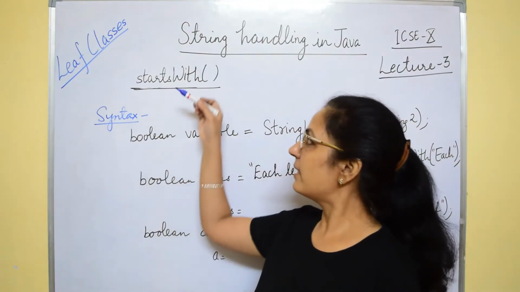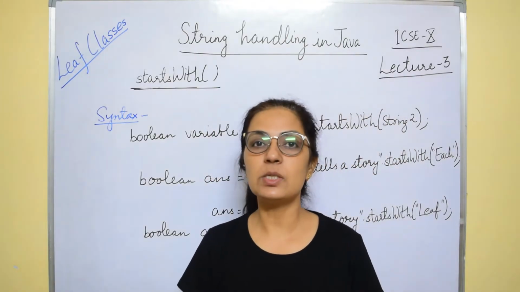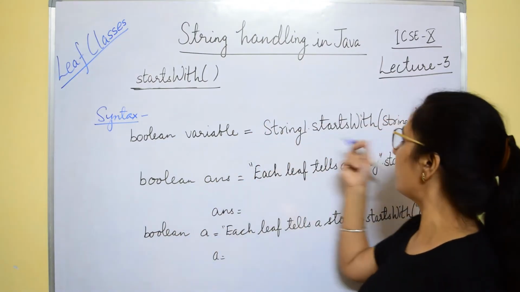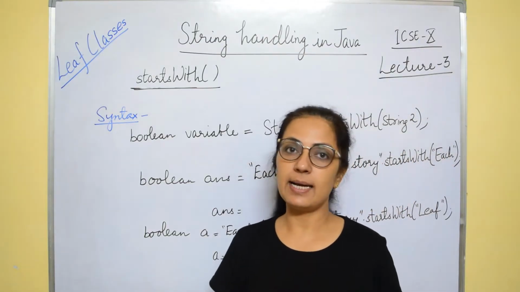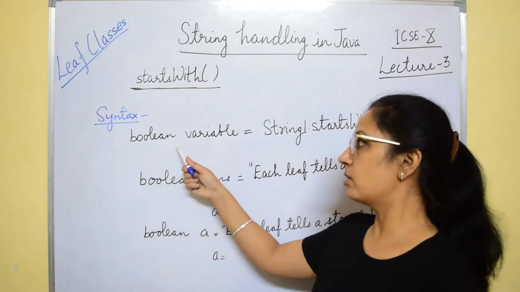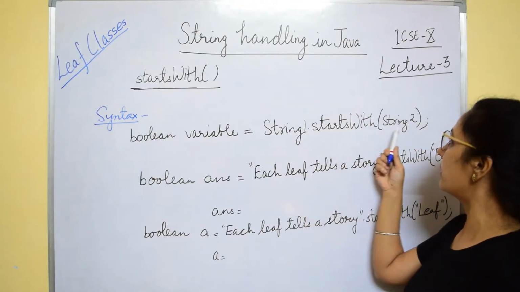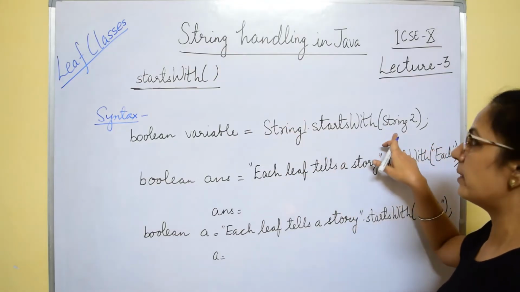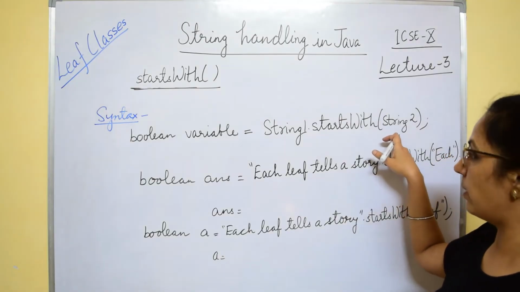The next function is the startsWith function. This is just the reverse of endsWith. It checks whether the given string is starting with the specified string; if so, the answer will be true, otherwise the answer will be false. So the return type will be boolean here also. Boolean variable equals string1.startsWith(string2). If string1 is starting with string2, then the return will be true, otherwise it will be false.